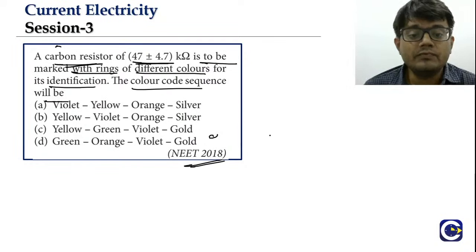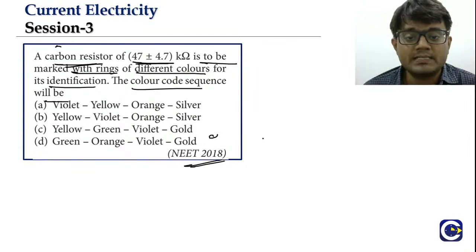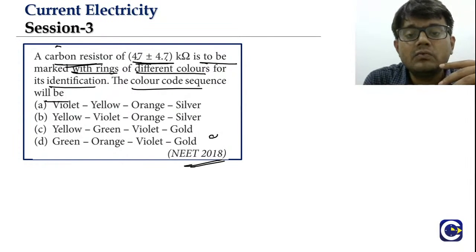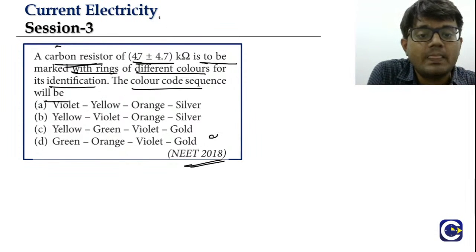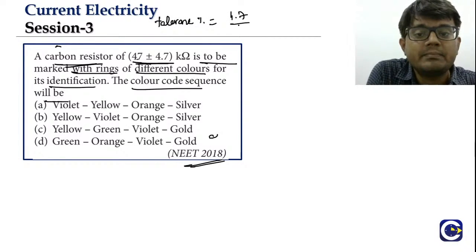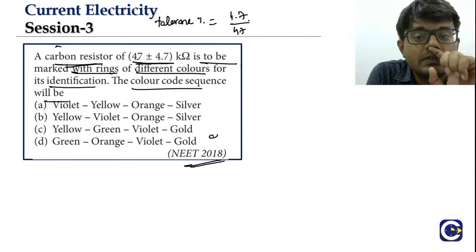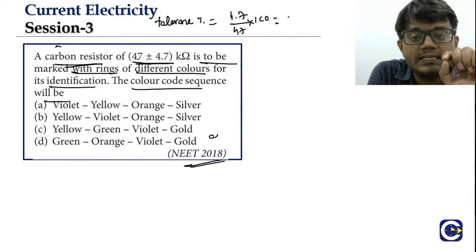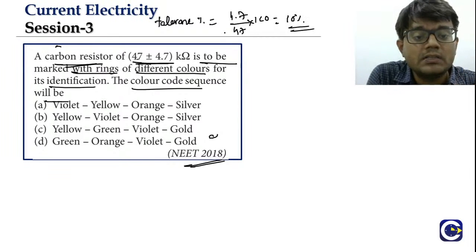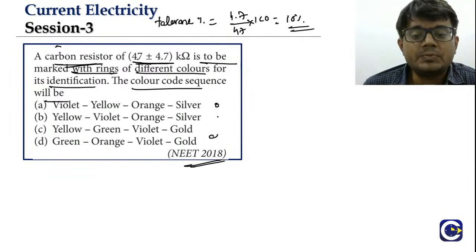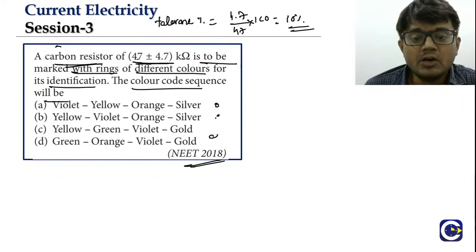Sometimes we will always be looking to get the answer fast, in as little time as possible. Here, 47 plus or minus 4.7: as soon as we see it, we can tell the tolerance percentage. 4.7 by 47 into 100 is the tolerance percentage. It comes to 10%, which means it is silver, because gold is 5%, silver 10%, no color means 20%. So we have either option A or option B.